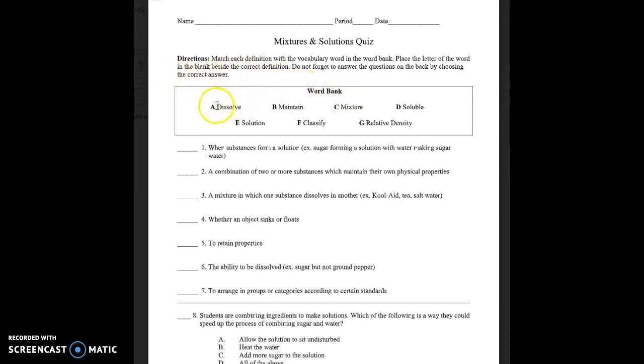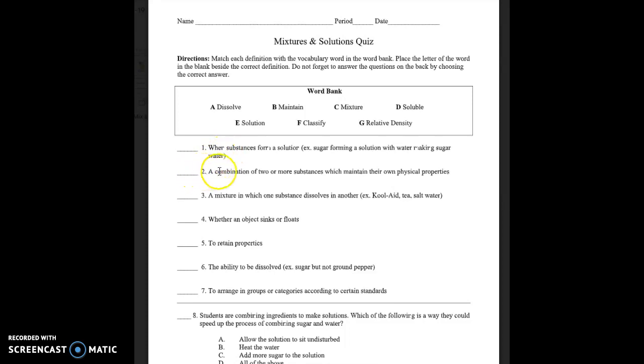Word bank. A. Dissolve. B. Maintain. C. Mixture. D. Soluble. E. Solution. F. Classify. G. Relative density. Number 1. When substances form a solution. Example, sugar forming a solution with water, making sugar water.